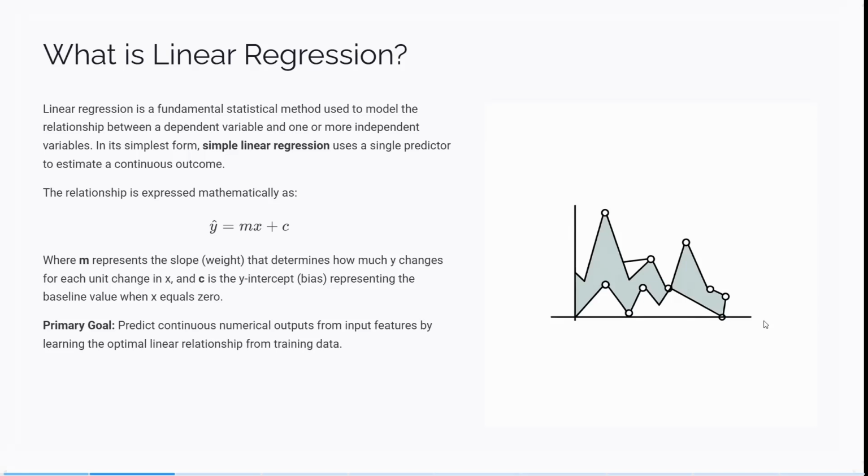So first, linear regression. Linear regression is a basic yet powerful statistical method used to predict a continuous output like price, temperature, or sales based on one or more input features. In its simplest form, simple linear regression, we just use one input variable x to predict the output y using a straight line. The equation is y cap = mx + c. Here m is the slope, also called weight. It tells us how much y changes for a unit change in x, and c is the intercept or bias, the predicted value when x is 0.